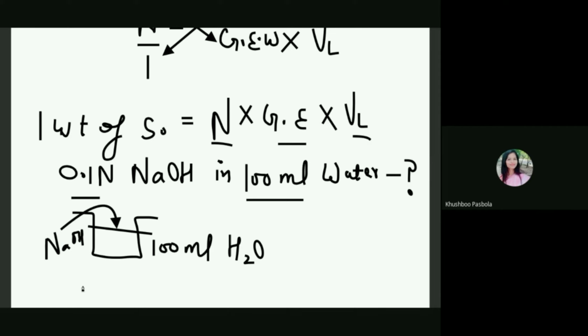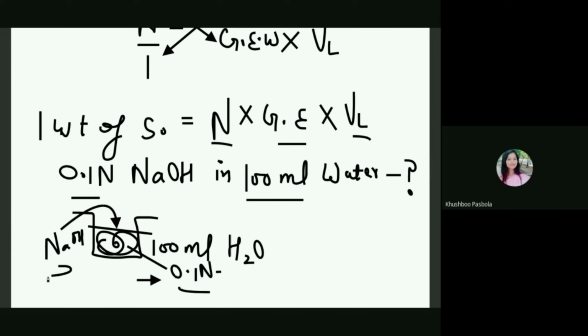But the question is, when you dissolve this NaOH in this water, the concentration for this solution is 0.1 normal. So how much NaOH do you have to add in this particular amount of water so that the final concentration of the solution would be 0.1 normal? So how can you calculate this NaOH?